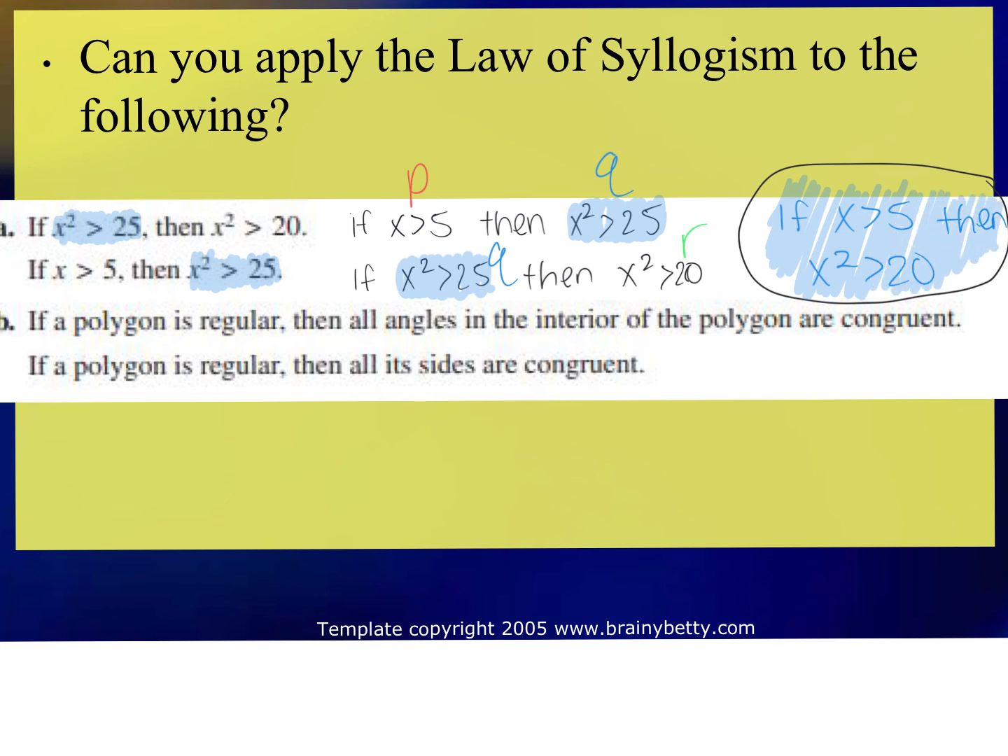What was taken out from the conditionals? What was taken out? Carson? Q. Very good. The x squared is greater than 25. Questions, guys? Do we all see that? John? So P is in to R at the end of the day? Yep. So P to Q, Q to R, then you go straight from P to R.